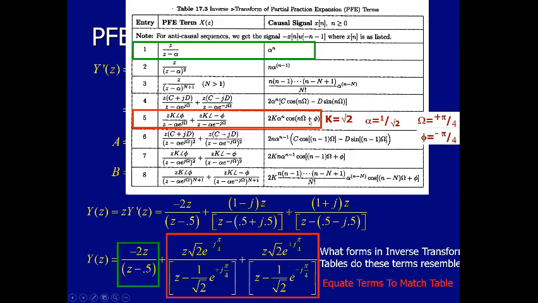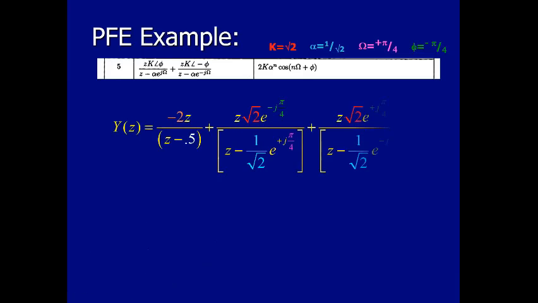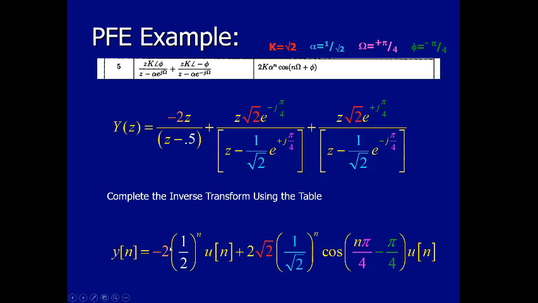write the inverse transform using the table. In this case, the minus 2z over z minus 0.5 goes to a minus 2 times 1/2 to the n u of n. Equating the k and the alpha and the omega and the phi in this form, we get 2 times k, which is square root of 2, alpha, 1 over square root of 2 raised to the n power, cosine n times omega, pi over 4, plus phi, the phase, minus pi over 4, all times u of n.